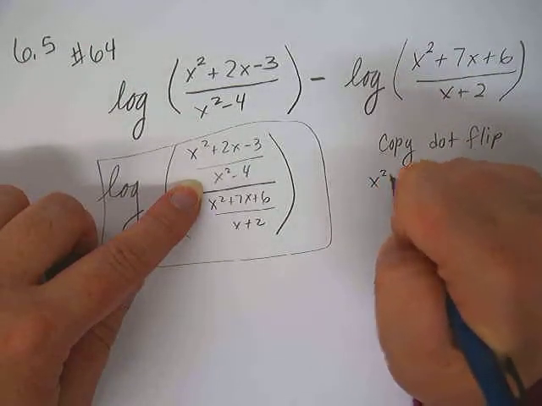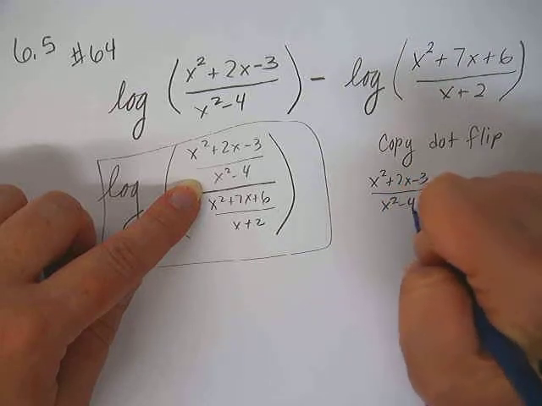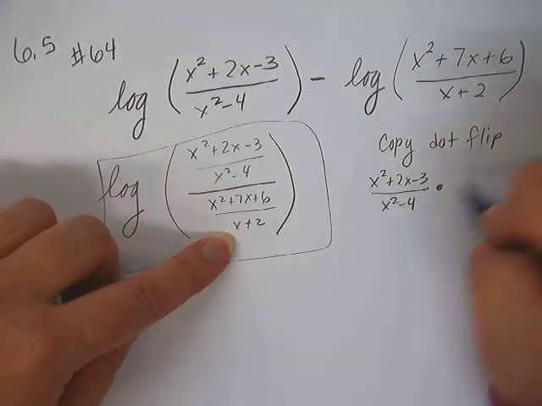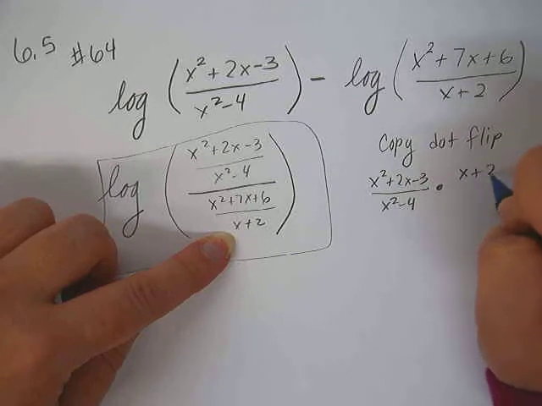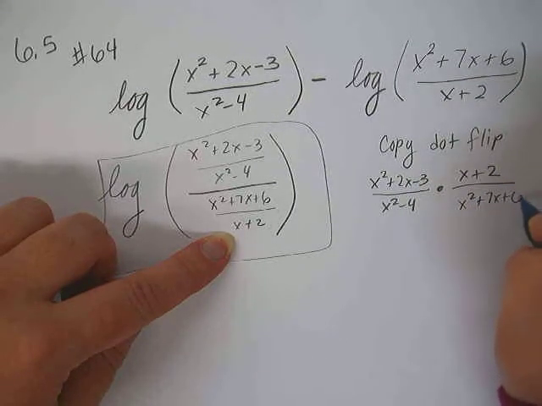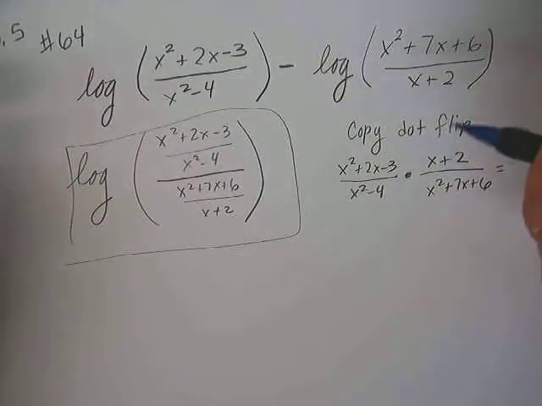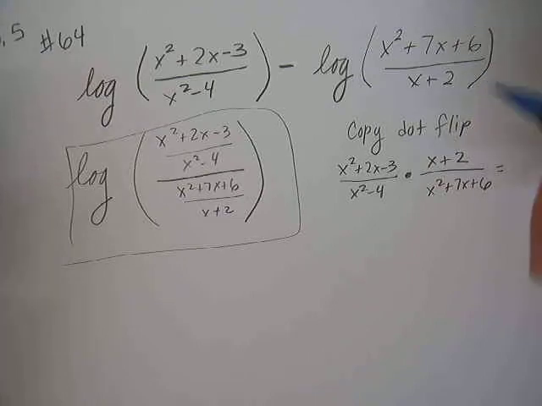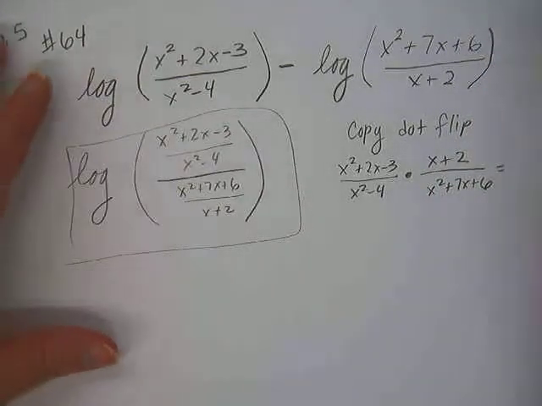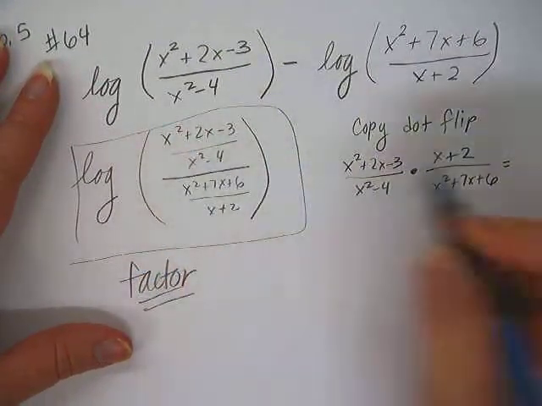So copy (x squared plus 2x minus 3)/(x squared minus 4) times, and then I'm going to flip the other one over, (x plus 2)/(x squared plus 7x plus 6). Now before you start foiling the whole thing out, we ought to reduce the resulting fraction by going ahead and factoring everything, see if there's any common factors we can get rid of. So we're now going to factor.